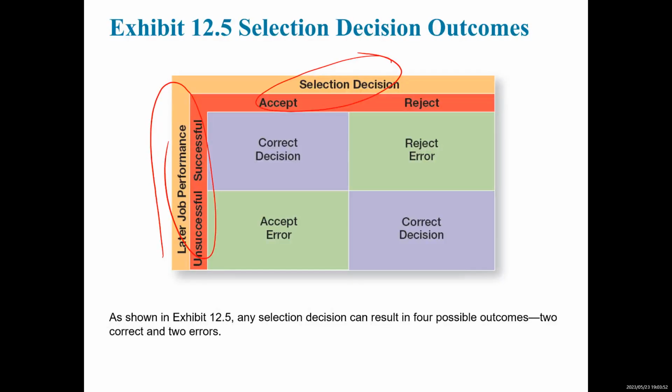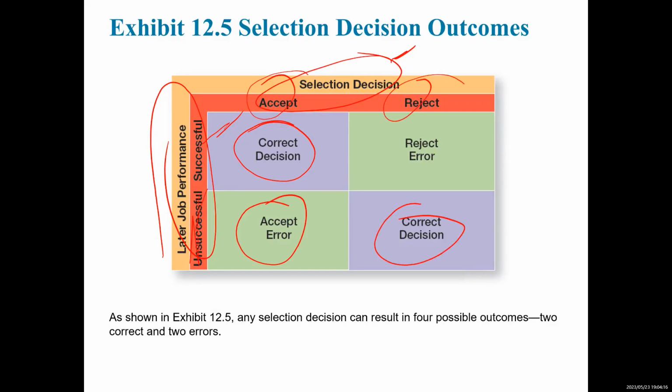If he accepts our job and his performance is successful, then it is a correct decision. If he accepts and his job performance is unsuccessful, it means we made a mistake. If he rejects and his performance would have been unsuccessful, it means a correct decision. And if he rejects and we believe that he could have successfully performed this job, it means we made an error, and that is not a good sign.